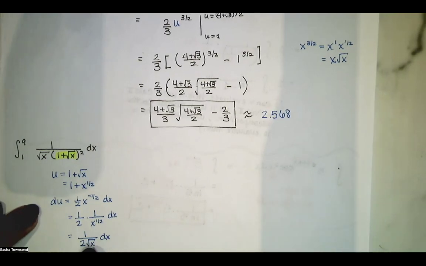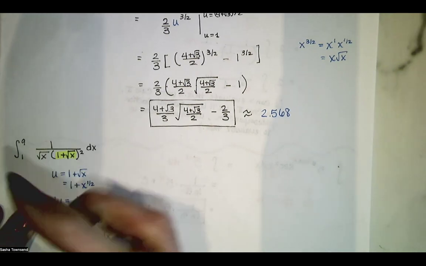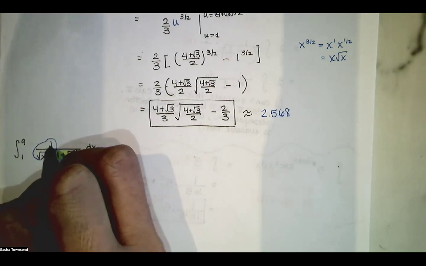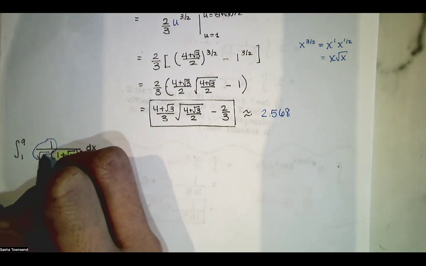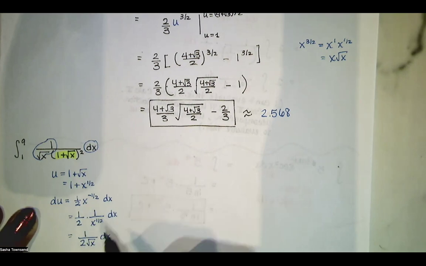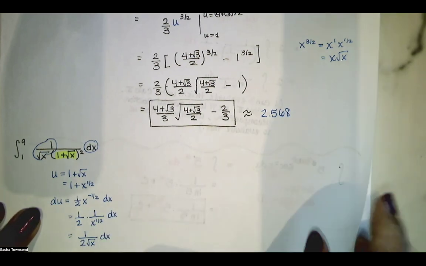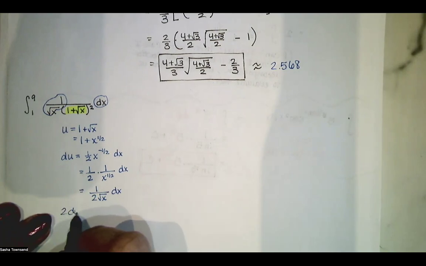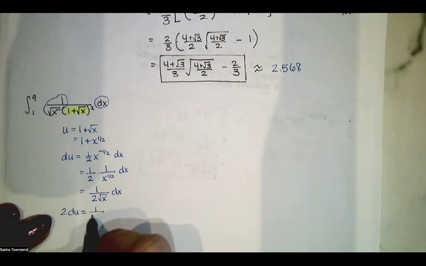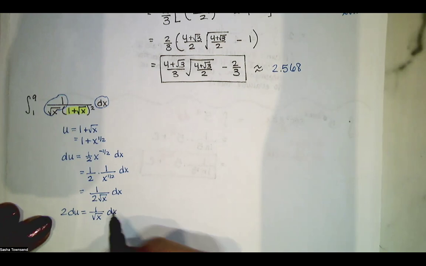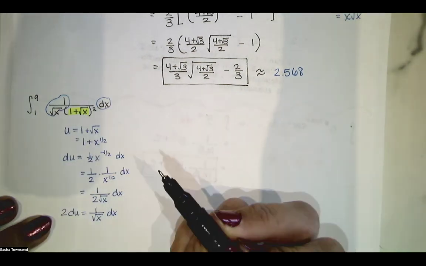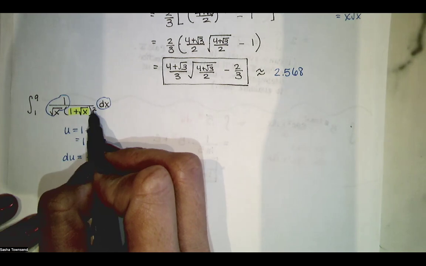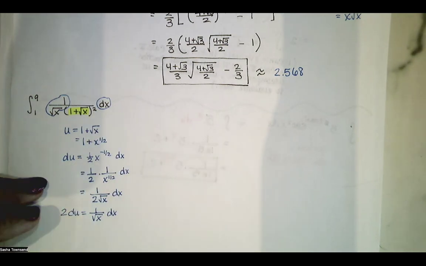Now you say, do I have a factor of 1 divided by 2 times the square root of x, dx? I don't, but I've got 1 divided by the square root of x times dx right there. So I don't need this 2 in the denominator. I can easily get rid of it if I multiply both sides of this equation by 2. 2 times du is 1 divided by the square root of x dx. So this can be replaced by 2 du, and that is a u squared, but don't forget, it's in the denominator.